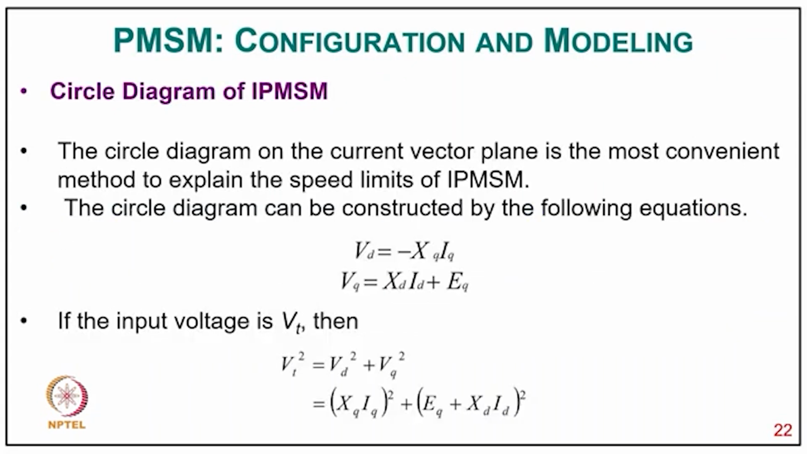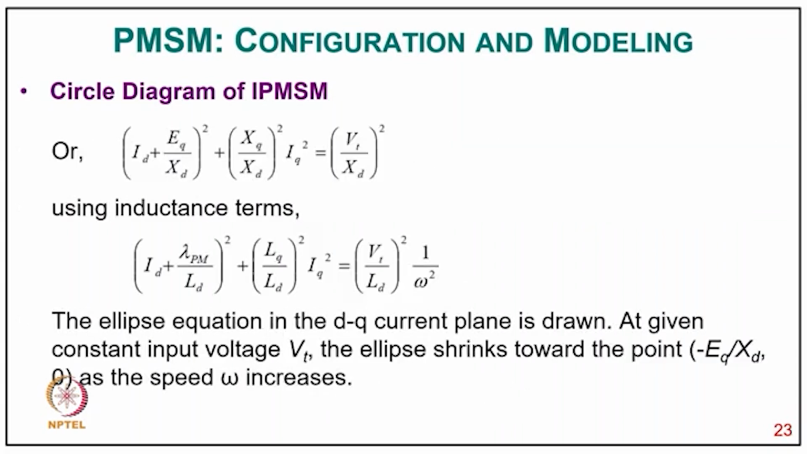So the circle diagram on the current vector plane is the most convenient method to explain the speed limit of PMSM, and the circle diagram can be constructed by the following equations: VD equals minus XQ IQ and VQ equals XD ID plus EQ. So if the input voltage VT is there, then VT square equals VD square plus VQ square, or equals (XQ IQ) square plus (EQ plus XD ID) square.